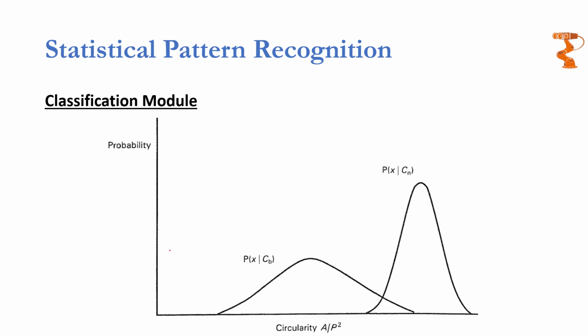Suppose this is what the PDF for both classes looks like. This PDF shows that if, for example, the object belongs to the class of nuts, then this is the probability that this value of circularity will occur, and if the object belongs to the class of bolts, then this is the probability that this same value of circularity will occur.